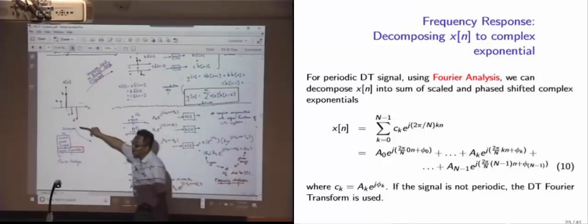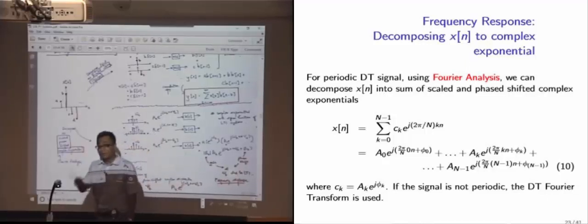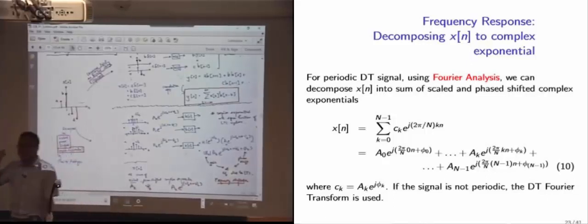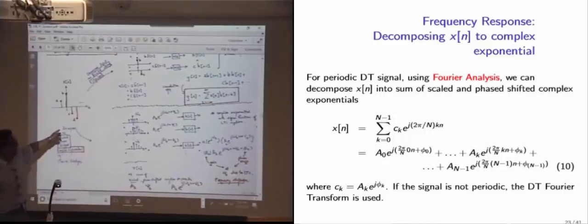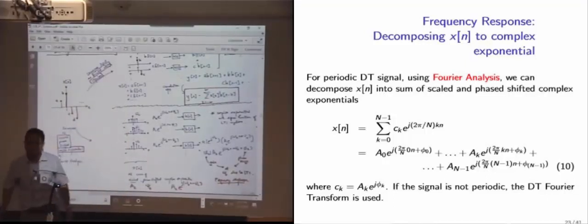But this operation has a name. Its name? Fourier series, Fourier transform. So you all have done Fourier series and Fourier transform? Yes. So last time, he gave you an equation for x, and then asked you to decompose it. He's asking you to break the signal into complex exponentials.